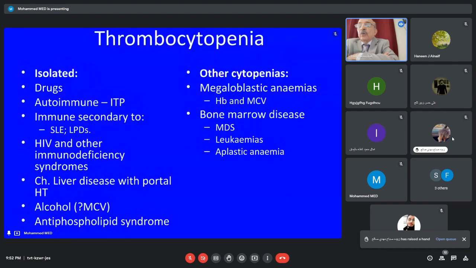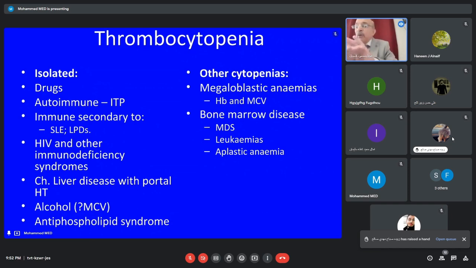This is thrombocytopenia, low platelet count, isolated. Drugs: and how do we know about the drugs? By appropriate history. So the history is important. What drugs exactly is this patient taking? Remember that alcohol is an important cause. Alcohol is a drug, and in my experience, the commonest drug causing low platelets is alcohol.